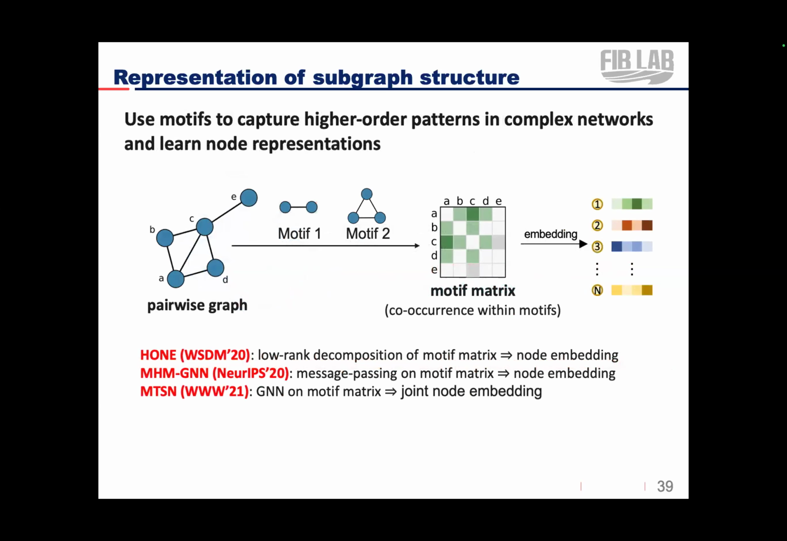So here is how it works. First, we find all motifs in the network, and then build a matrix of how nodes co-occur in these motifs. For example, HONE, published in WSDM 2020, uses low-rank decomposition on this matrix to embed nodes through their motif connections. This method lets us incorporate high-order patterns into traditional graph learning, bridging the gap between simple edges and complex structures.